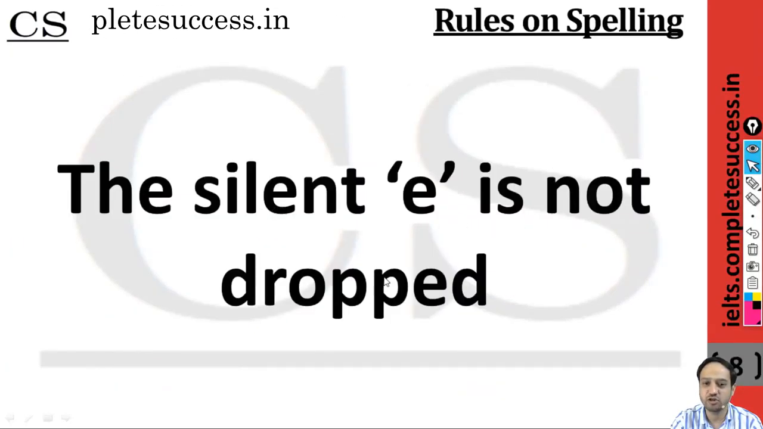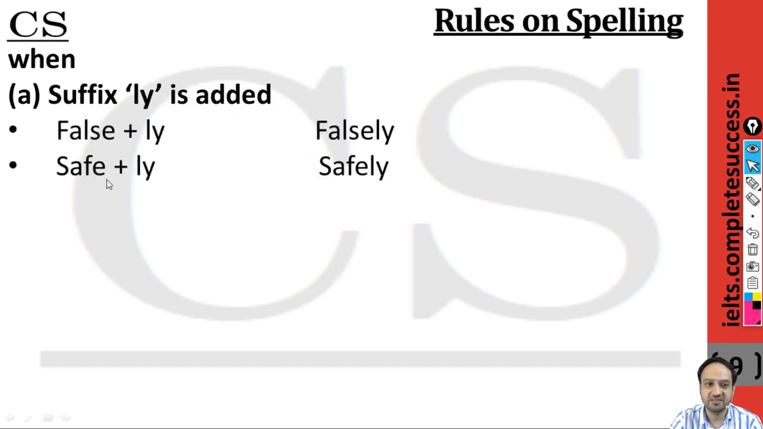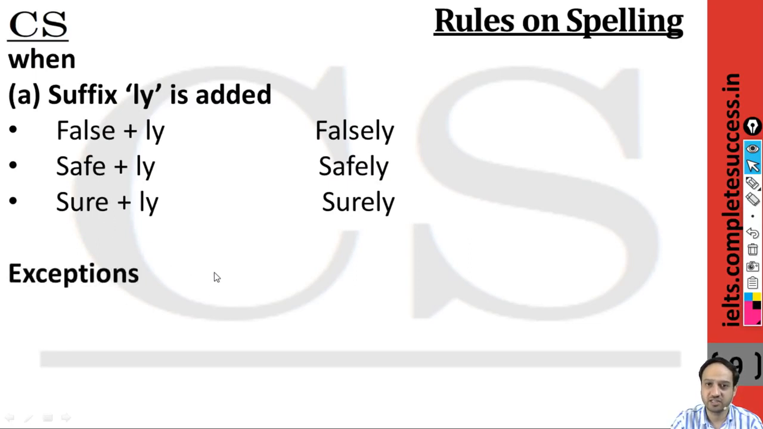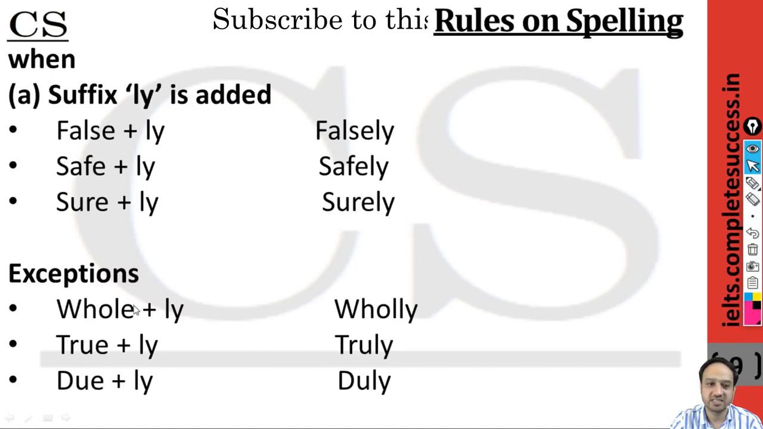The silent e is not dropped when suffix ly is added. False plus ly becomes falsely, safe plus ly becomes safely, sure plus ly becomes surely. In such cases we have not dropped the silent e at the end of the word. There are some exceptions. The three main exceptions are whole plus ly becomes wholly, true plus ly becomes truly, and due plus ly becomes duly. In these three cases we drop the silent e.